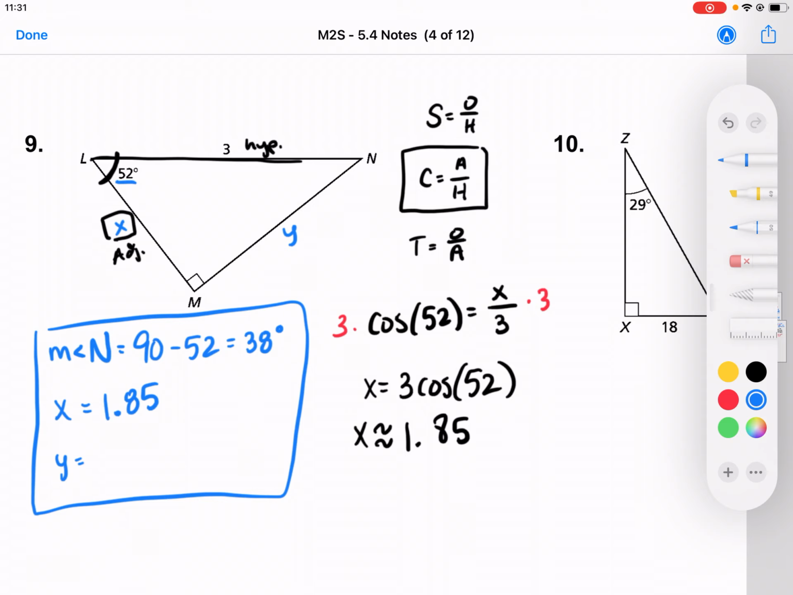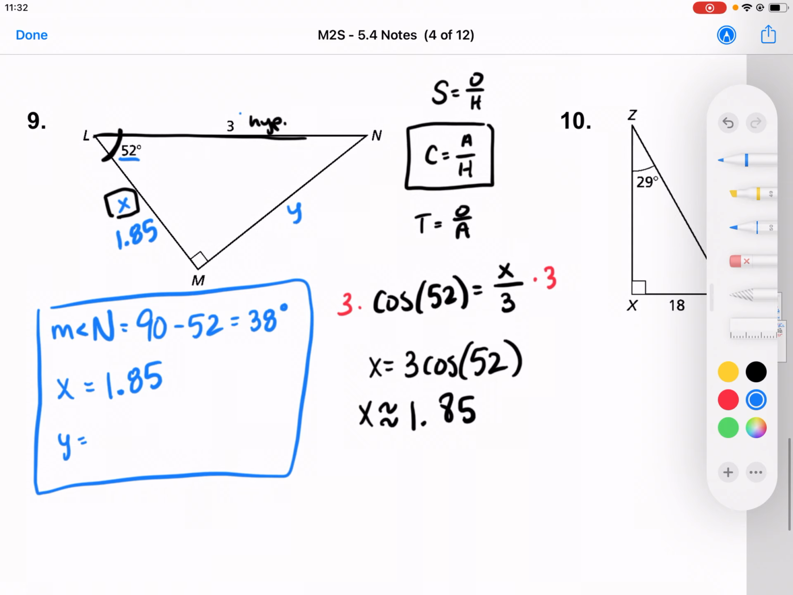Okay, at this point, 2 options. Actually more than 2, but one option is I could find y by using Pythagorean theorem, since I now know that this side right here is 1.85 approximately. So I could go ahead and use Pythagorean theorem to find y. Or you could use SOHCAHTOA math to find y. I'm just going to go ahead and use SOHCAHTOA to practice.